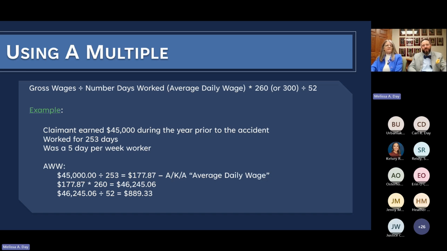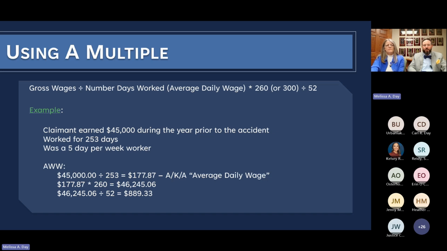So for an example, let's take a look at somebody who earns $45,000 the year prior to the accident, and they work for 253 days. And we are going to take for granted, based on some information we have, that they're a 5-day per week worker, which you don't always have to do. The way it works out here is you're going to see that the $45,000 is divided by the 253 days the claimant worked. You get $177.87 a day. That's their average daily wage.